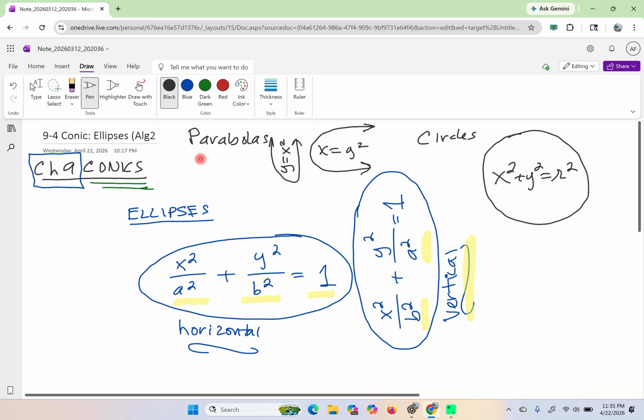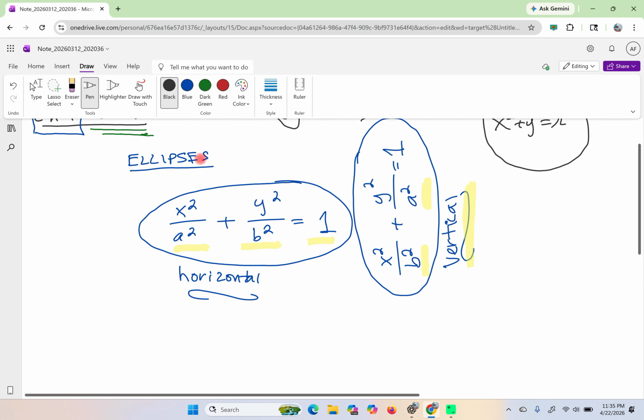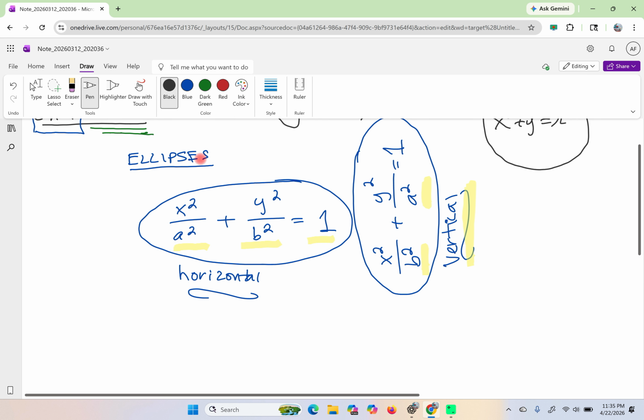So notice that the top is the same. What's different is that the bottom swaps. And the larger number is a. The larger number is always a. And both of these equations assume that the center is at 0, 0.